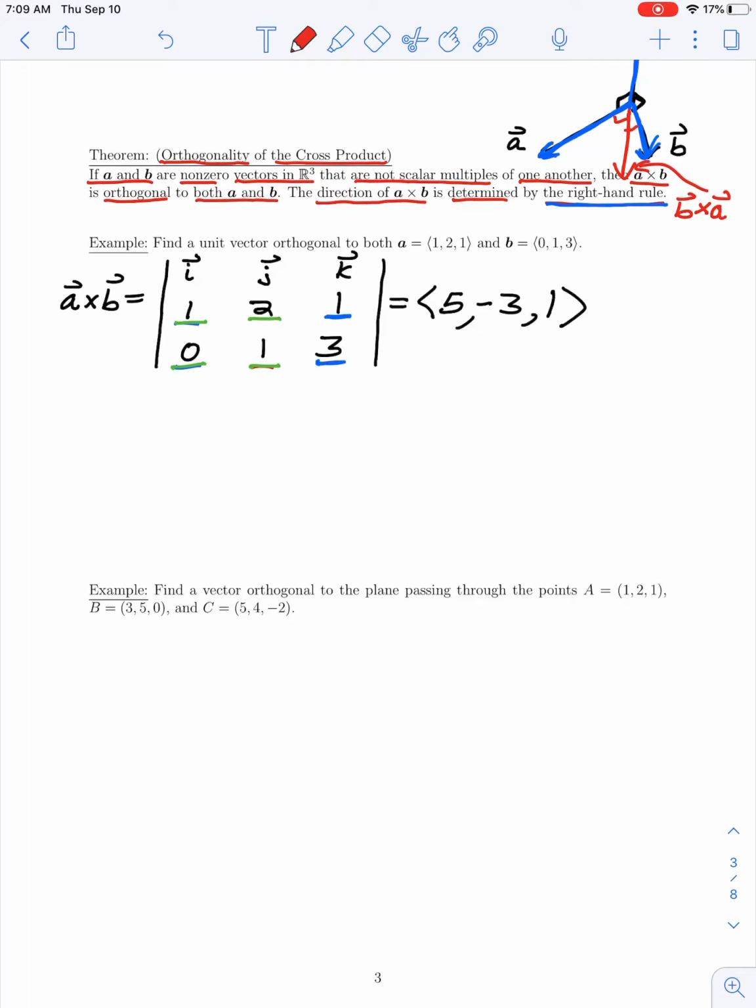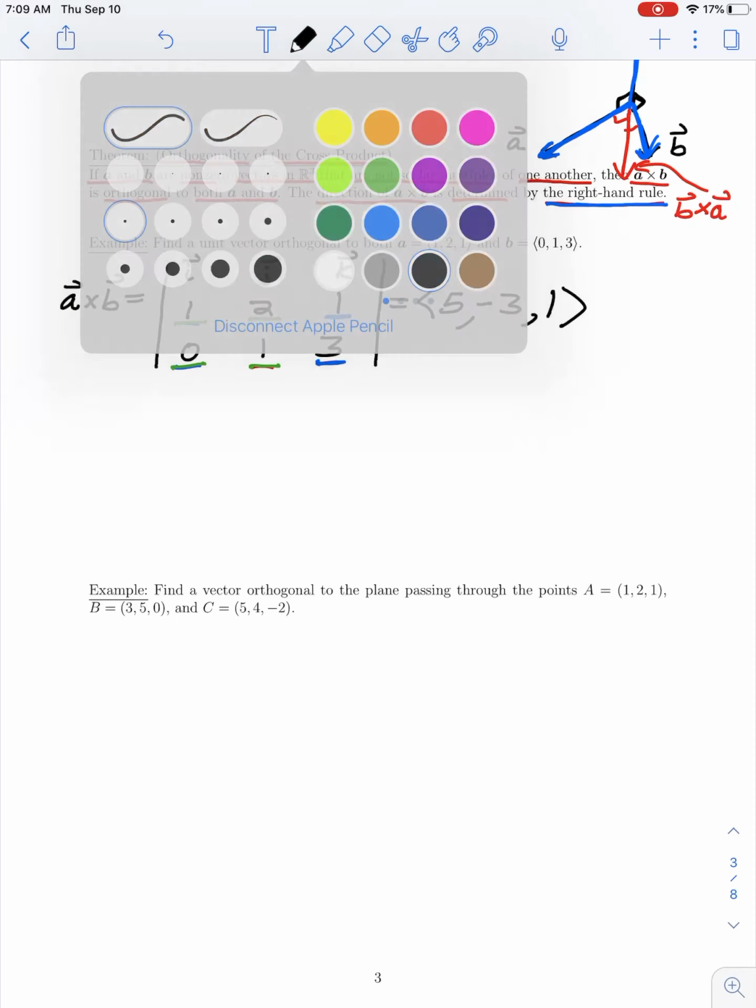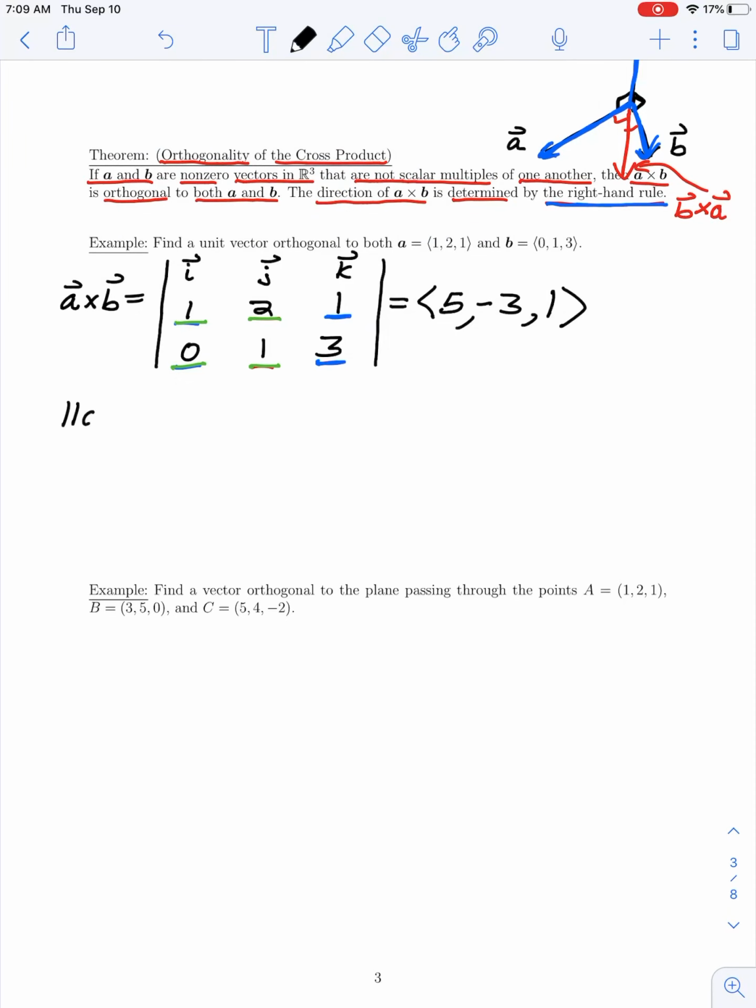Now to find a unit vector that points in the same direction as this cross product, we need to find the magnitude of this cross product. And recall the magnitude of a vector is found by taking the square root of the sum of the squares of its components. So 5 squared would be 25, plus negative 3 squared is 9, plus 1 squared would be 1. So we're left with the square root of 35.